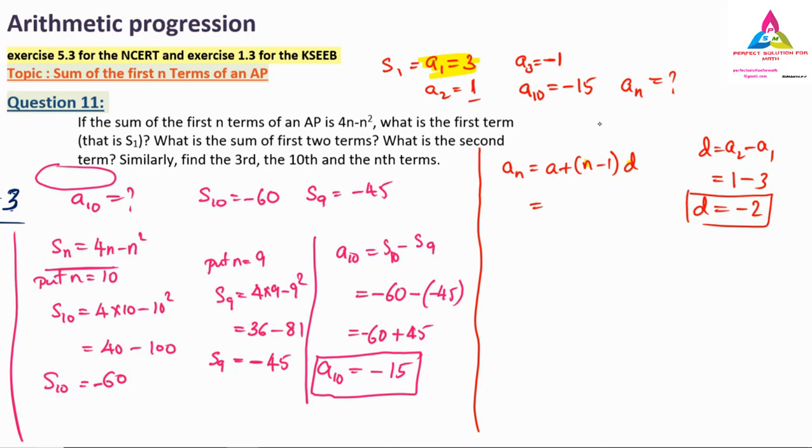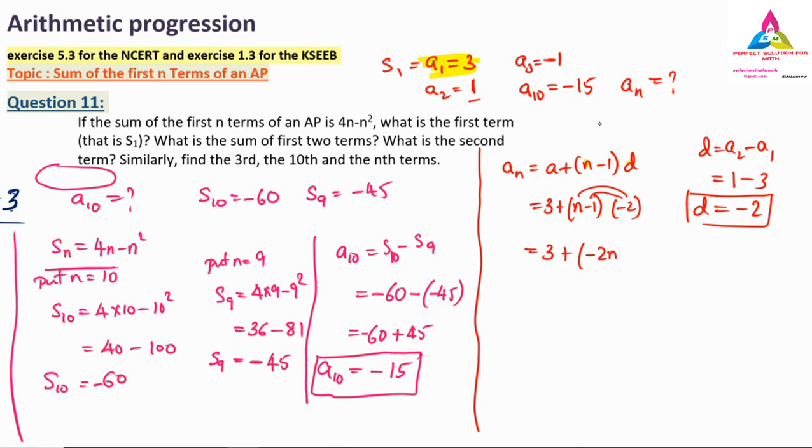Substitute all this in the formula. The a value is 3 plus, n value we don't know, n minus 1, and the d value is minus 2. So 3 plus this minus 2 has to multiply with both n and minus 1. I will write it in a bracket because outside we have positive. So minus into plus, minus 2 into n is minus 2n.